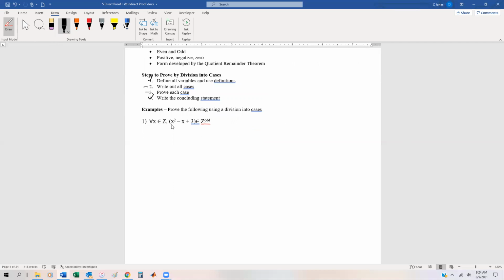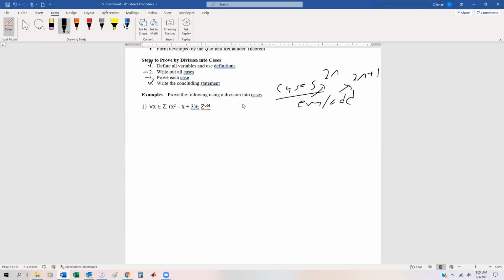For all x in the integers, x squared minus x plus 3 is an odd number. All right, so before we even think about this, let's think of the different possibilities. So the cases could be even and odd. And that's easy because remember, we have a definition for even and we have a definition for odd. So that might be the easiest way to approach it. In fact, that's probably the best way I would suggest at first, because that only gives you 2 cases to work with. And it doesn't matter that the outcome is odd. The antecedent just says integers. All right, so here's our proof.